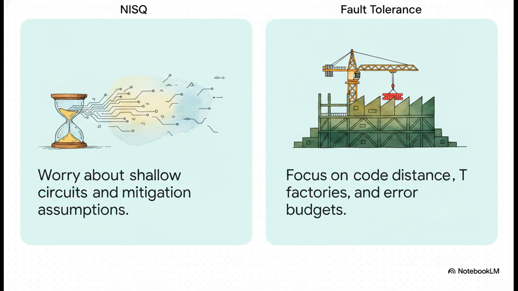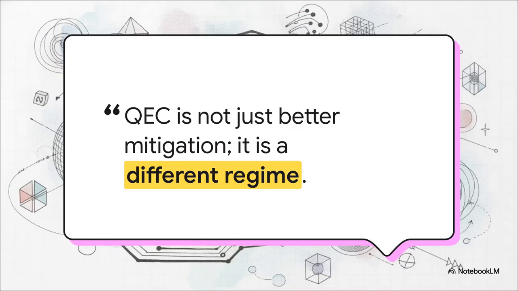They're asking fundamentally different questions, like what's the required code distance to ensure safety? How many physical qubits are being consumed for logical operation? How many T-factories do I need just to generate complex quantum states? And ultimately, what is the total error budget I'm allowed to spend? Logical programming fundamentally changes the very questions developers have to ask. The absolutely crucial point here is this.